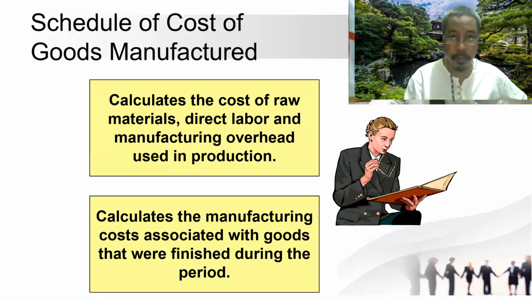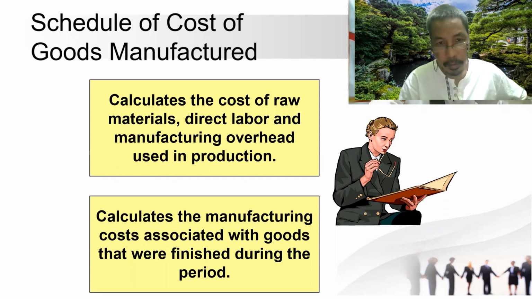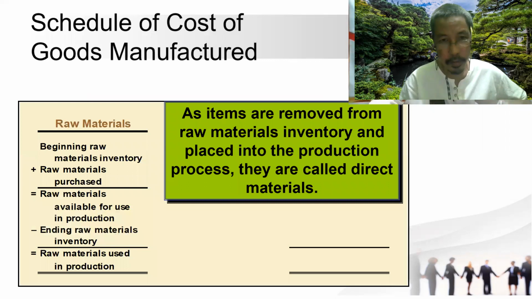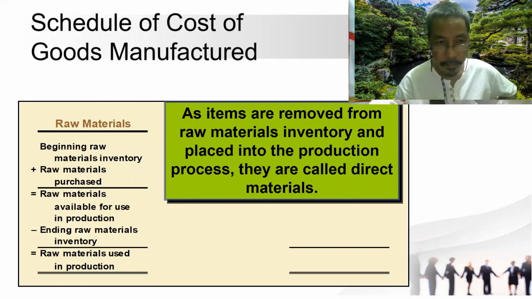Schedule of cost of goods manufactured. It calculates the cost of raw materials, direct labor, and manufacturing overhead used in production. That is cost of goods manufactured. Calculates the manufacturing cost associated with goods that were finished during the period. Okay, so very simple definitions.